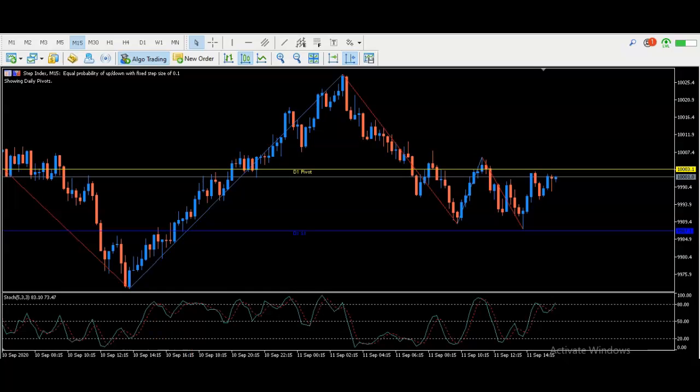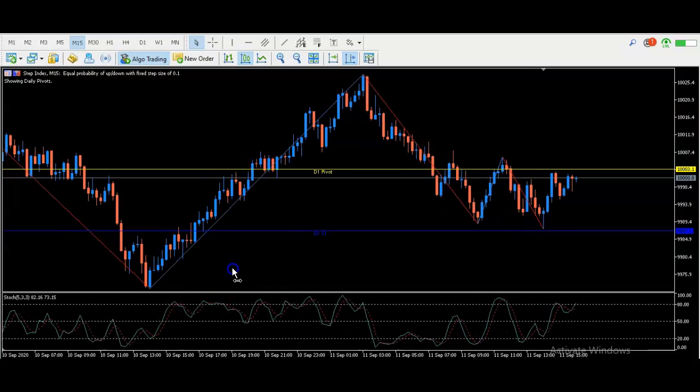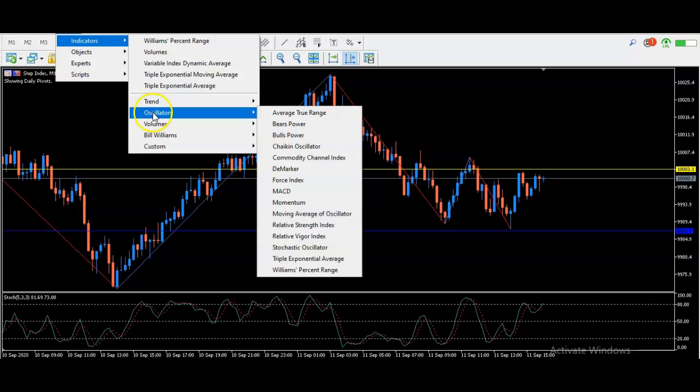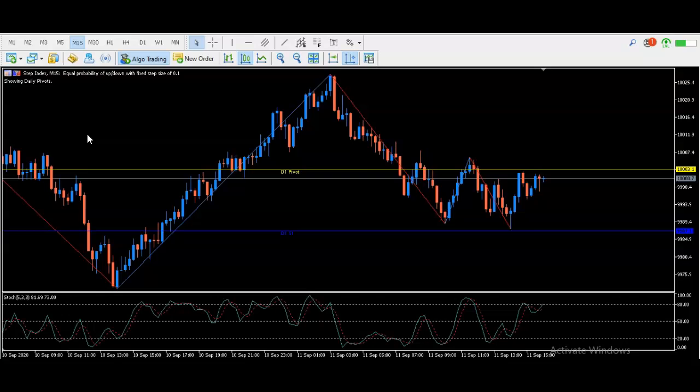First thing you want to do here is add your stochastic. That's easy enough. All you need to do is insert, come to indicators, oscillators, then choose your stochastic oscillator, and you're done. The next thing you want to do is to add your pivot lines, your pivot point indicator. I'll be putting the link in the description below, so you can just download.